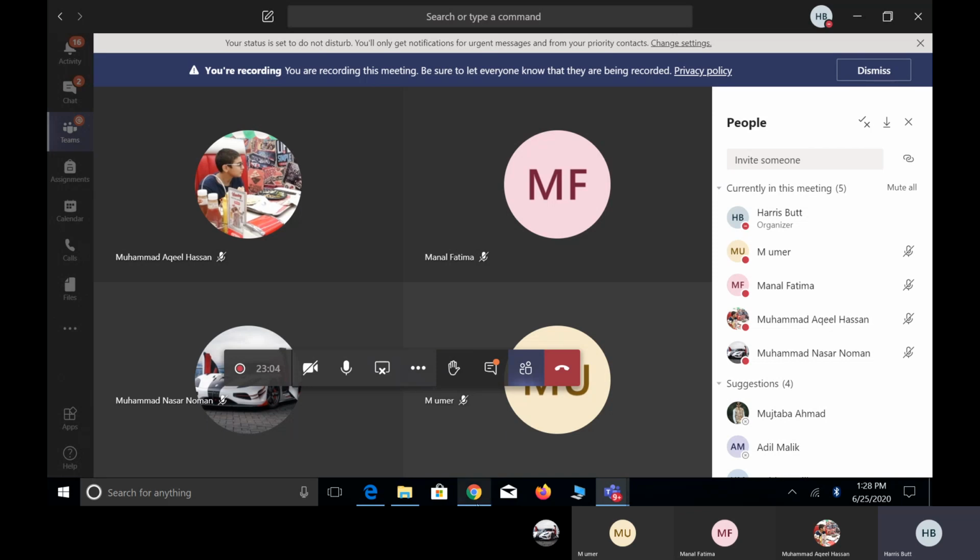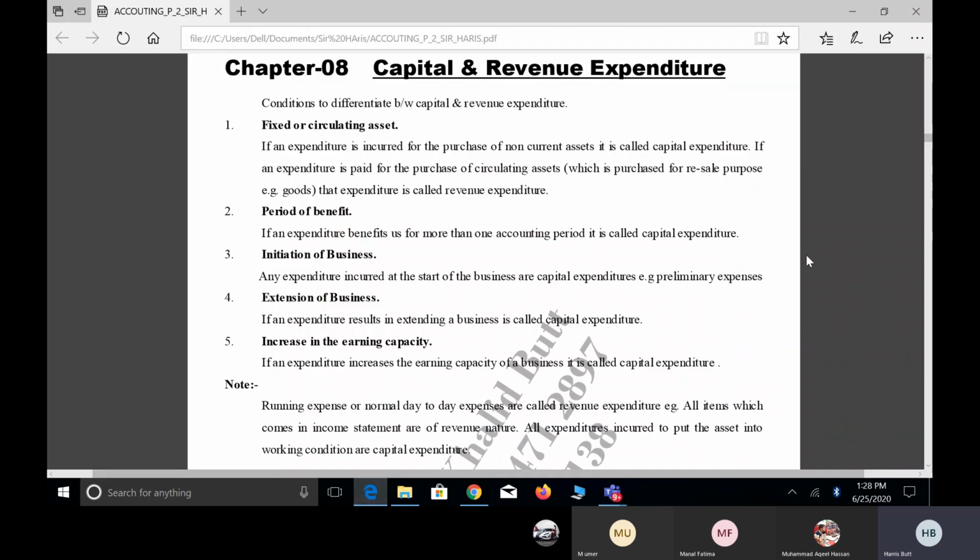As I discussed with you, we are discussing capital and revenue expenditure. We will move to business documents and books of prime entry, but then our chapters provision for doubtful debts, bad debts, depreciation will start, and they are very important. Obviously, we have lots of questions coming in the past papers, and we will be doing the past papers also. I will do every past paper question with you, with every chapter. Currently, as we are dealing with basics like capital and revenue expenditure, we will do past papers from this also, after teaching you today.